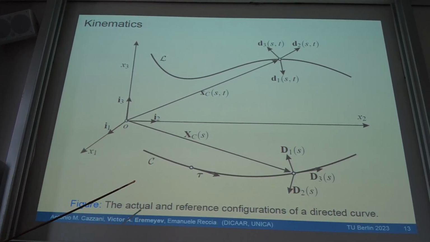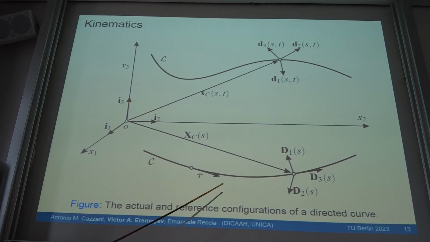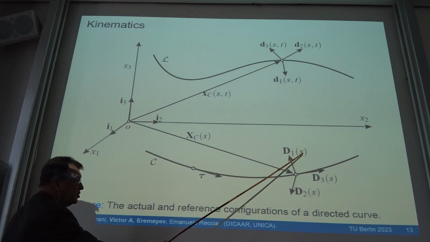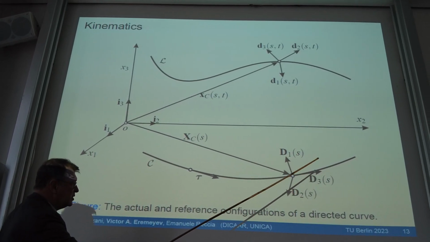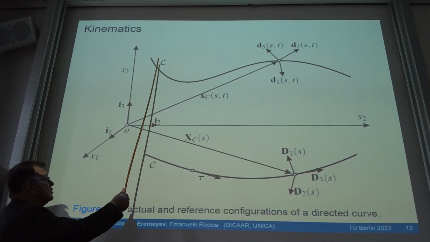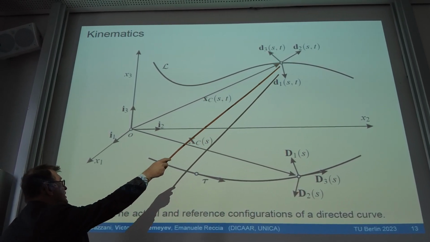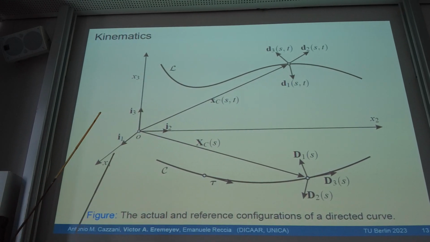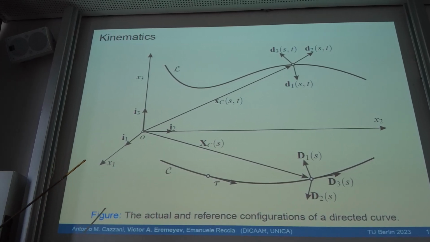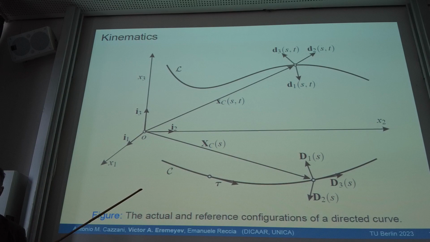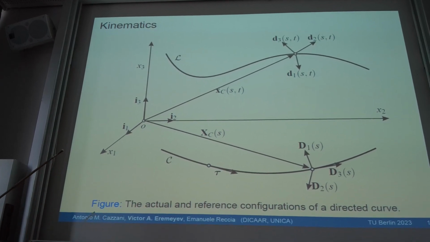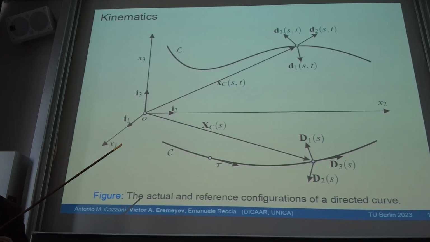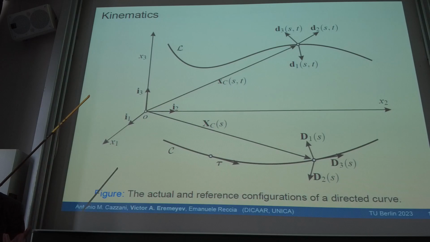We have a reference placement with three directors. These directors are a function of the Lagrangian coordinate S. It could be an arc length parameter, for example. And the actual placement is given here. You have three vectors of rotations. In a certain sense, this is a more or less general representation of a beam in spatial description. I mean three-dimensional, not plane, deformations of the beam. And it looks like a Cosserat continuum.